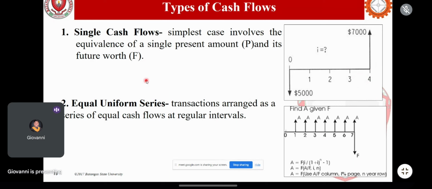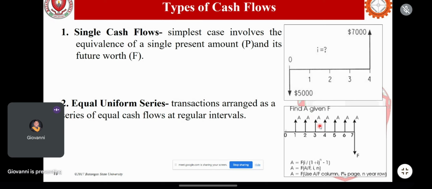Next, so we have the equal uniform series. So transaction arranged as a series of equal cash flows at regular intervals. So when we say equal uniform series, ito yung sinasabi sa inyo na annuity. So we have different types of annuity. Tatlo yun, ordinary annuity, annuity due, and deferred annuity.